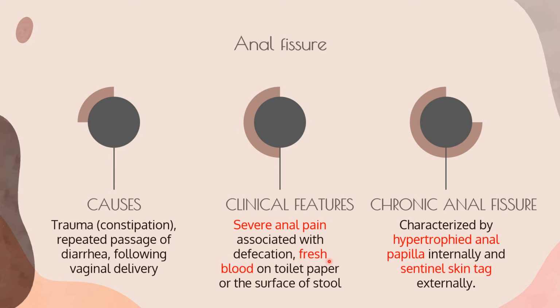Rectal bleeding presents with small amounts of fresh, bright red blood, either on the toilet paper or on the surface of stool, typically separated from stool. Some other symptoms may include perianal discharge, which causes itching and skin irritation. In chronic anal fissure, it often exhibits features such as external skin tags and hypertrophied anal papillae at the proximal end.